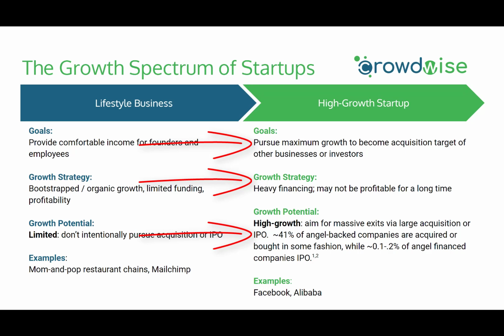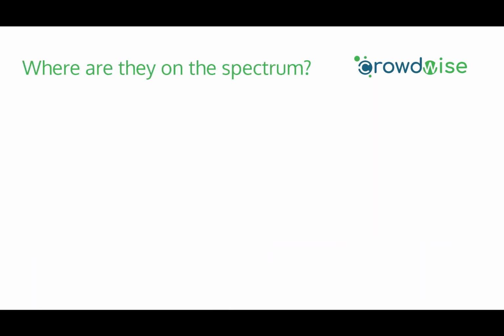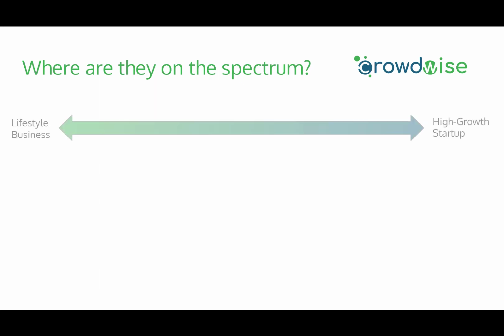angel companies will IPO. Examples of some of the high-growth startup companies are any of the big names that you can think of today, such as Facebook, Alibaba, and many more. Obviously, they're not startups anymore, but before they became massive successes, they fit this profile. It's very important to ask with any business that you're looking at, where does this business fit on the spectrum?